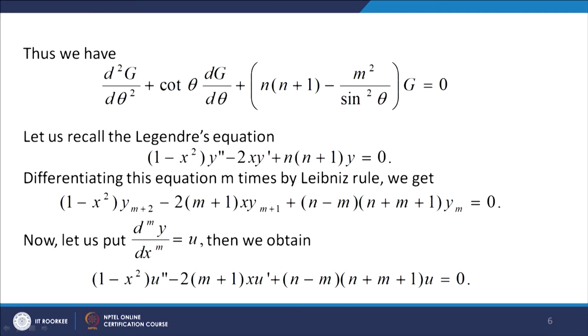Let us differentiate this equation m times by using the Leibniz rule. Then when you use the Leibniz rule, you get (1 - x²) y^(m+2) - 2(m + 1) x y^(m+1) + (n - m)(n + m + 1) y^(m) equal to 0. And here when you put d^m y over dx^m, that is the mth derivative of y, equal to u, you get (1 - x²) u'' - 2(m + 1) x u' + (n - m)(n + m + 1) u equal to 0.